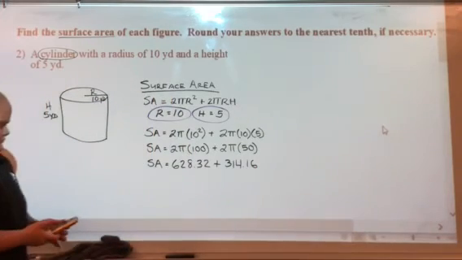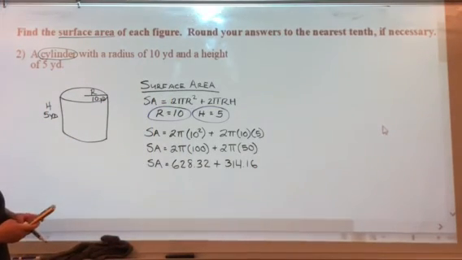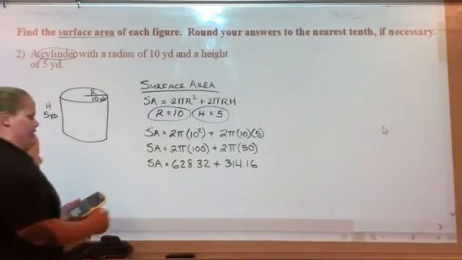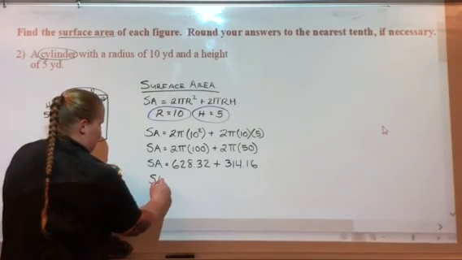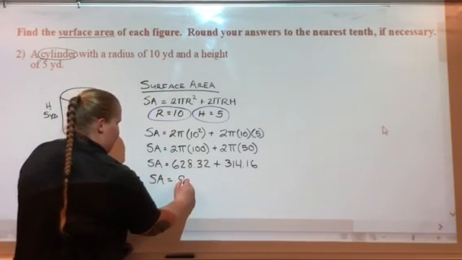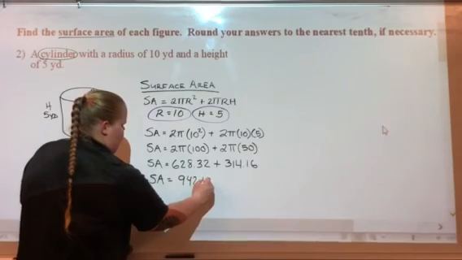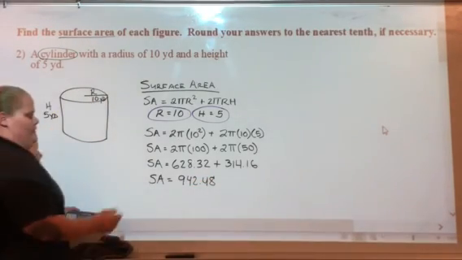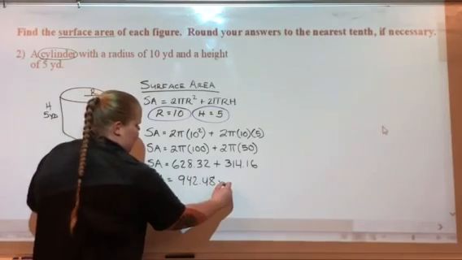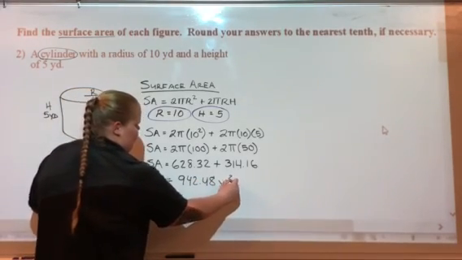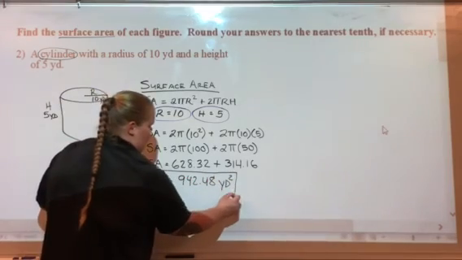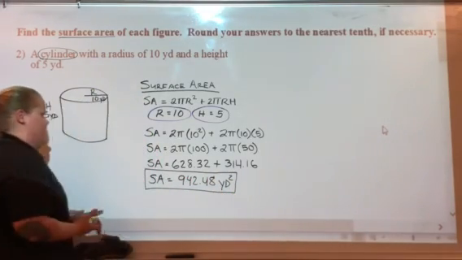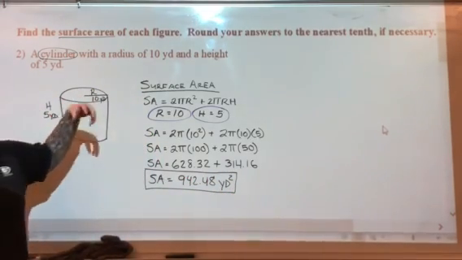And then 2 times pi times 50, that's going to be 314.16. So if I add those two numbers together, I get 942.48. And that is the surface area of this cylinder. Remember, surface area is always in the unit squared, because we're just talking about the area it takes to cover this, not the actual space inside.